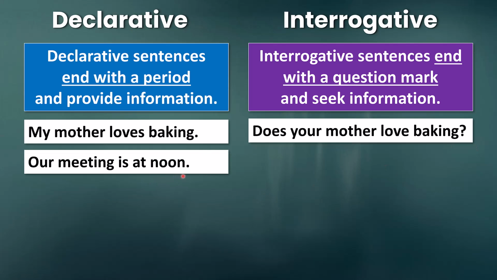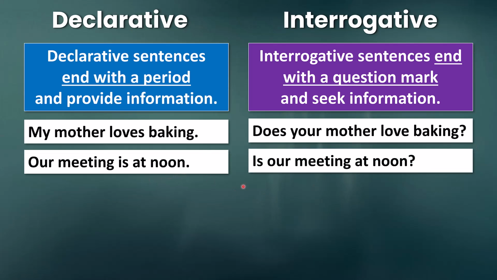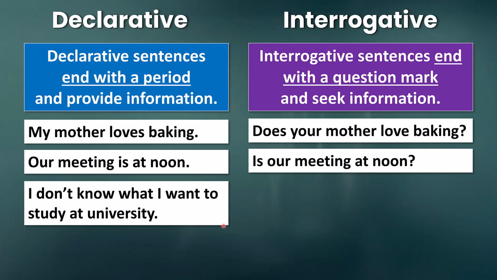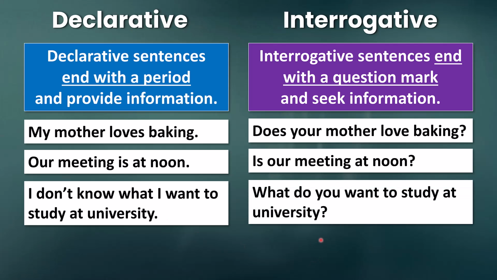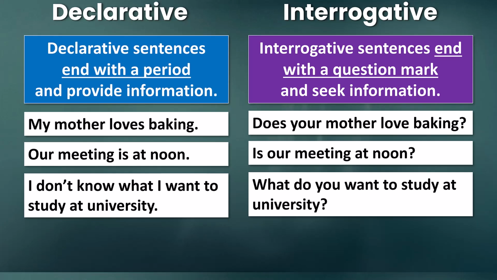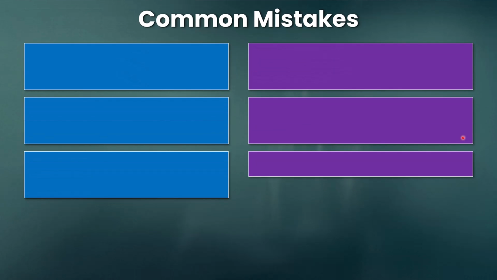Our meeting is at noon, period. Is our meeting at noon? I don't know what I want to study at university. What do you want to study at university? So, in all of the examples of declarative sentences, these are statements or facts. And in the interrogative sentence examples, these are all questions that are asked in order to seek information and get a response. So now let's look at some common mistakes with declarative sentences and interrogative sentences.